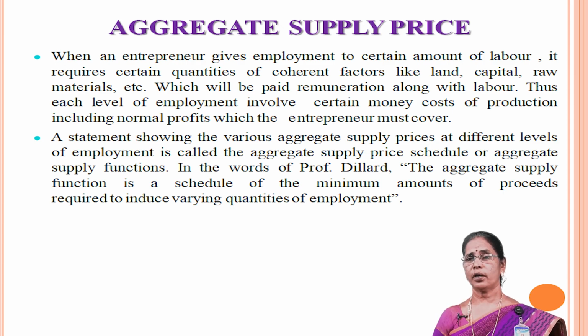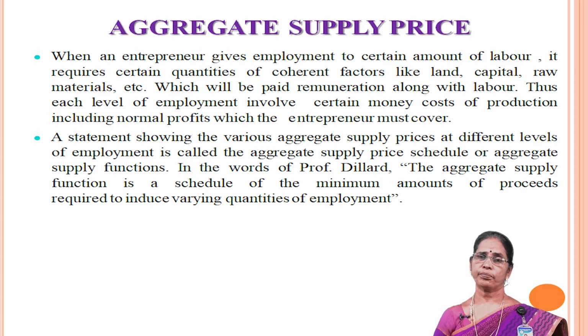This is one more big component in the effective demand. When an entrepreneur gives employment to a certain amount of labor, it requires certain quantities of current factors like land, capital, raw materials, etc., which will be paid remuneration along with the labor. Thus, each level of employment involves certain money costs of production, including normal profits which the entrepreneur must cover.